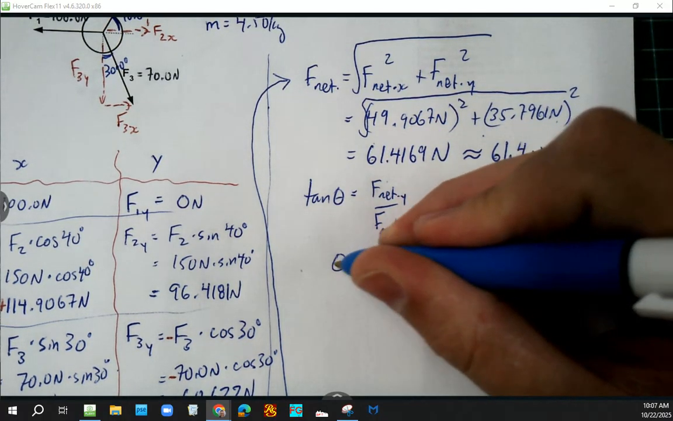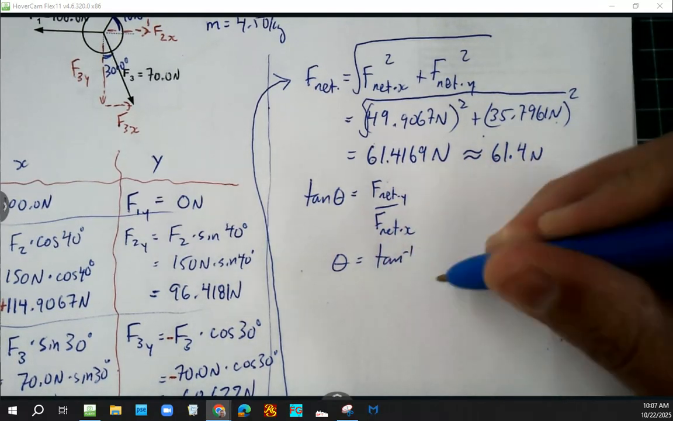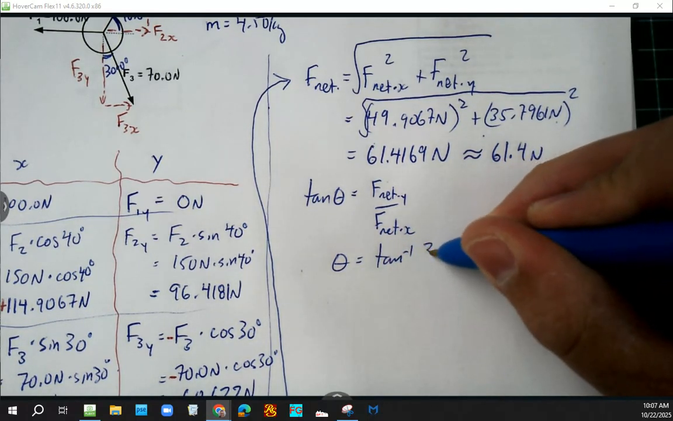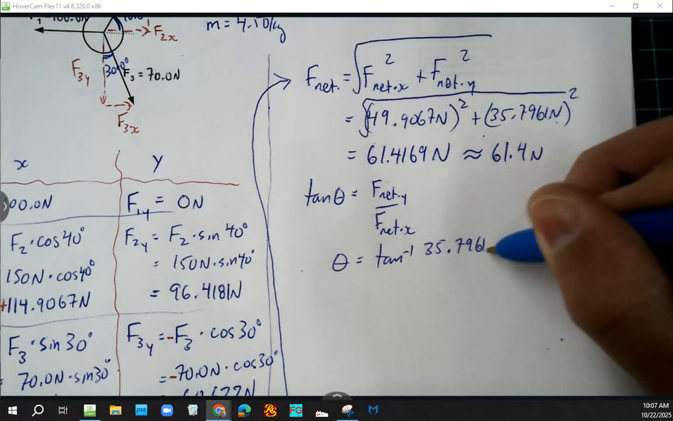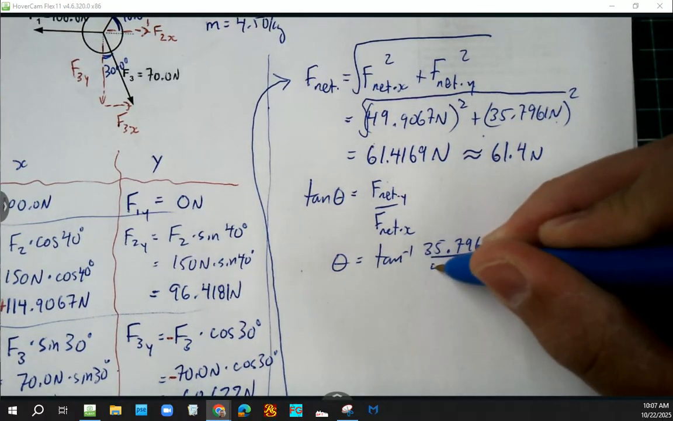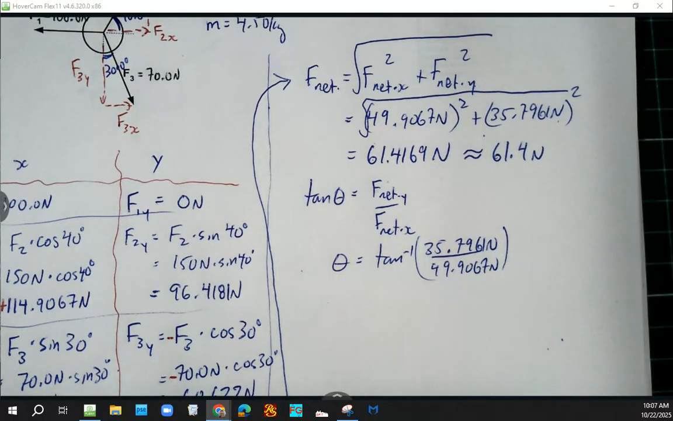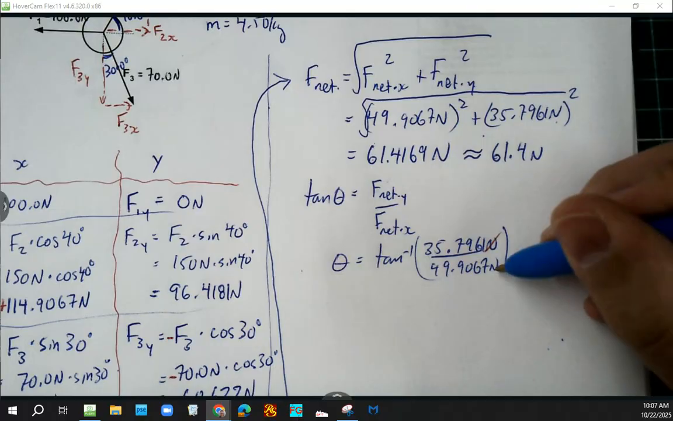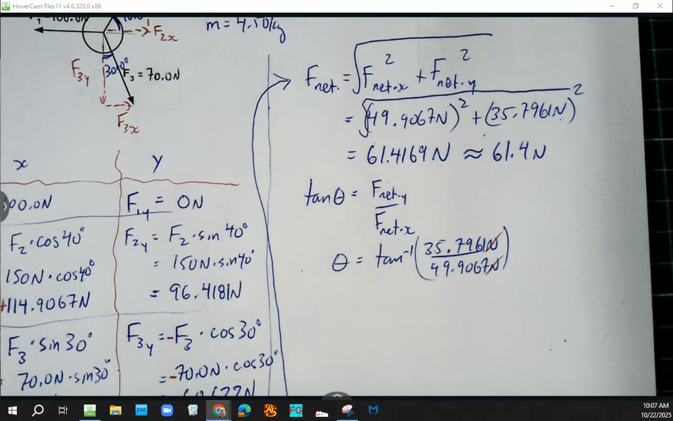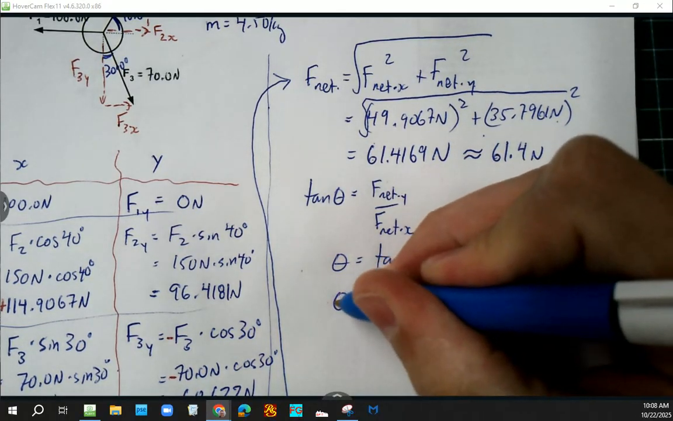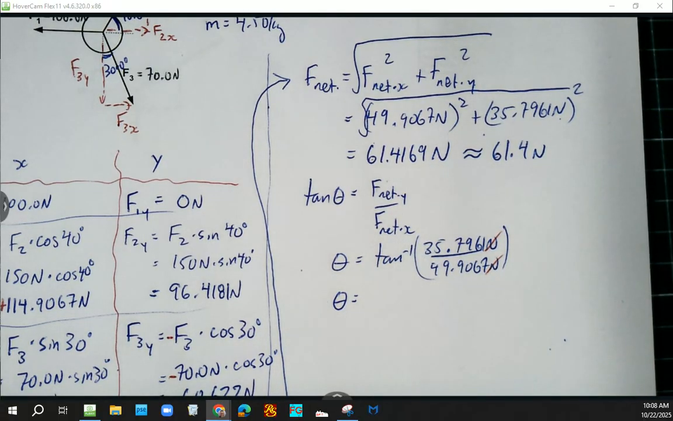And we're trying to get the theta, so theta is equal to tan inverse of F net y, which was 35.7961 newtons, over F net x, which was 49.9067 newtons. The units of newtons cancel out, by the way. I haven't really been talking about that, but they do disappear. Somebody help me out. What's the theta value? Looks like it's going to start with a 3, I think, just based on the ratio.